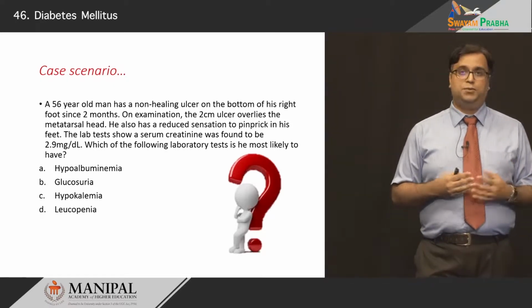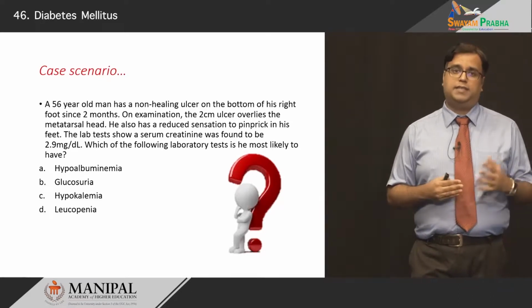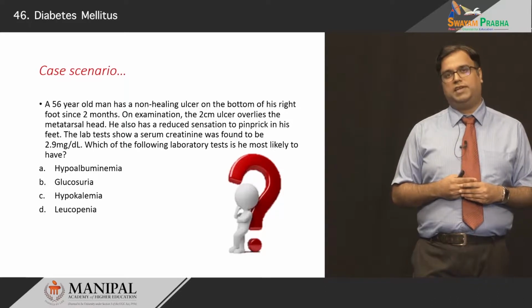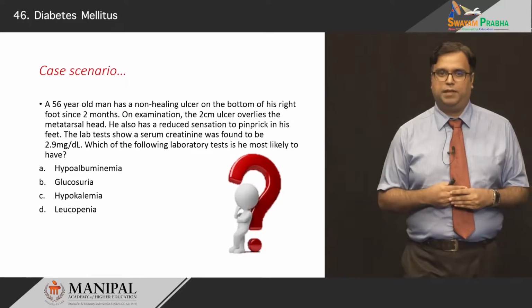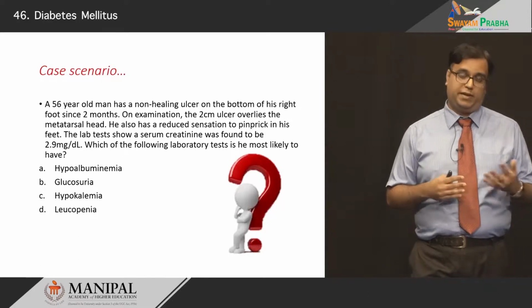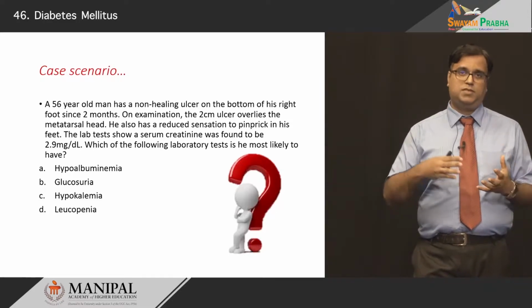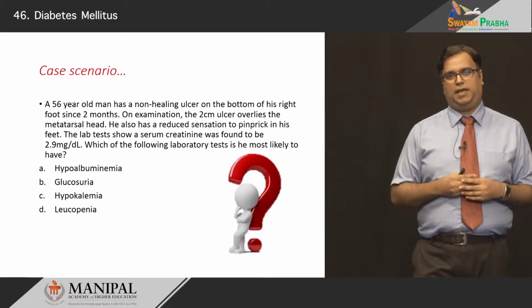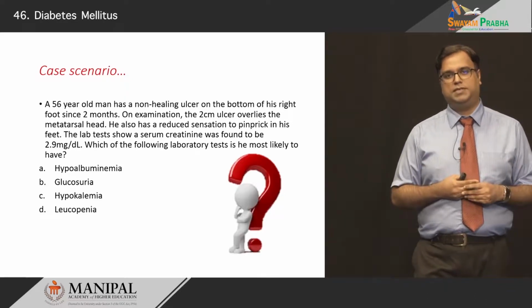Now this ulcer is around 2 centimeters in width and it is lying over the metatarsal head. Additionally, on examination he also has reduced sensations to pinprick. The lab test showed a mild derangement in the creatinine function, which is around 2.9. Now this is almost twice the upper limit of normal. That means it is increased and we are possibly dealing with some renal disorder.